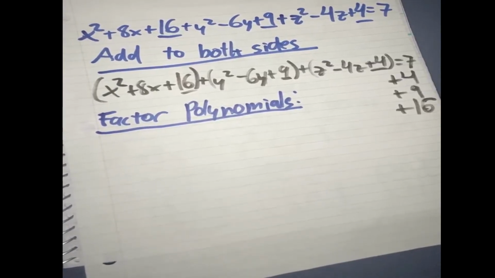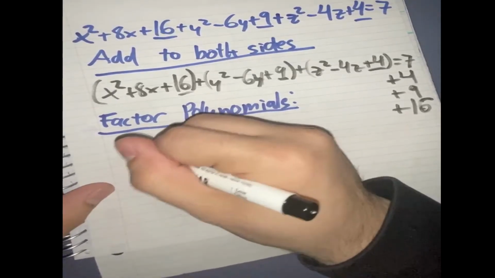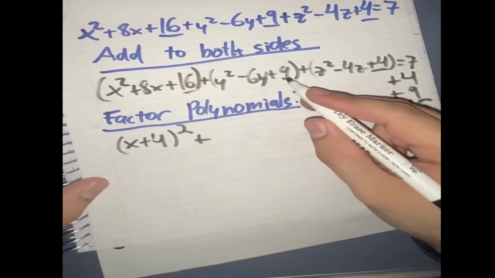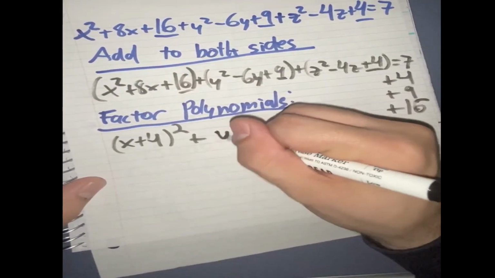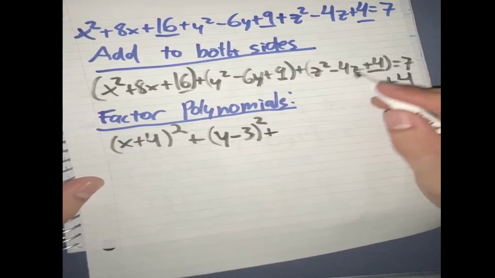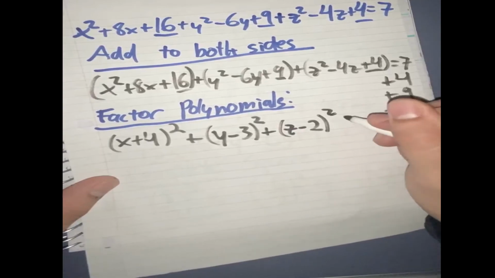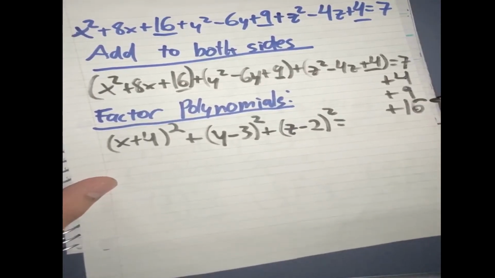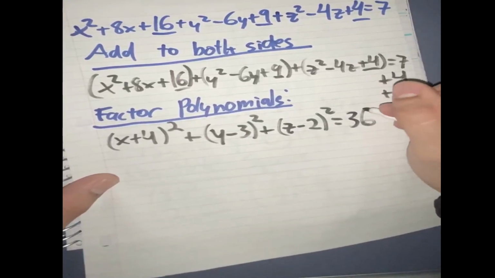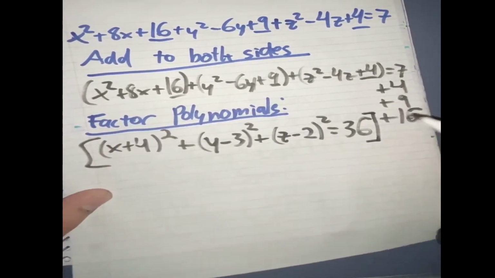So what multiplies to be 16 and adds to be 8 would be x plus 4 squared. What multiplies to be 9 and adds to be minus 6 would be y minus 3 squared. Multiplies to be 4 and adds to be minus 4 would be z minus 2 squared. And all this is equal to 7 plus 4 plus 9 plus 16. So 25 plus 11 would be 36. So now this is our equation of a sphere.